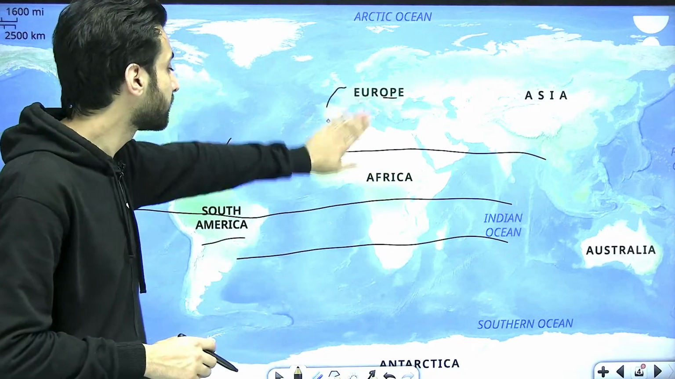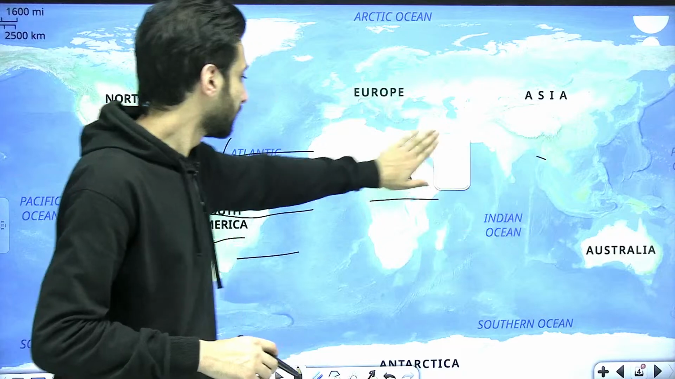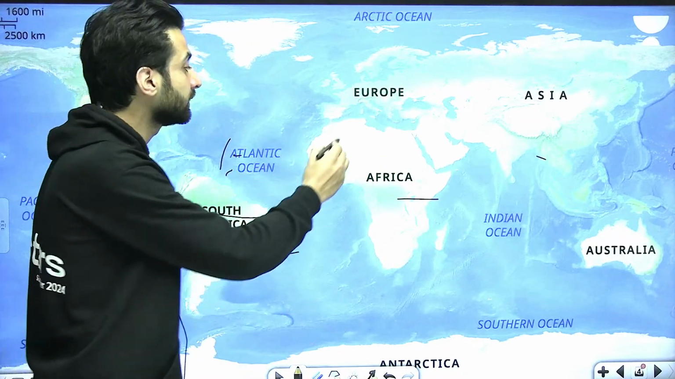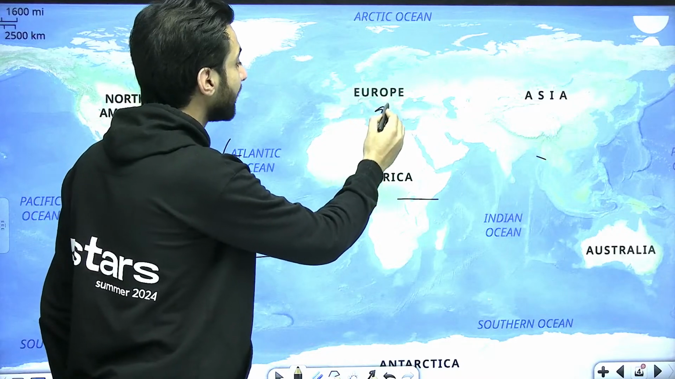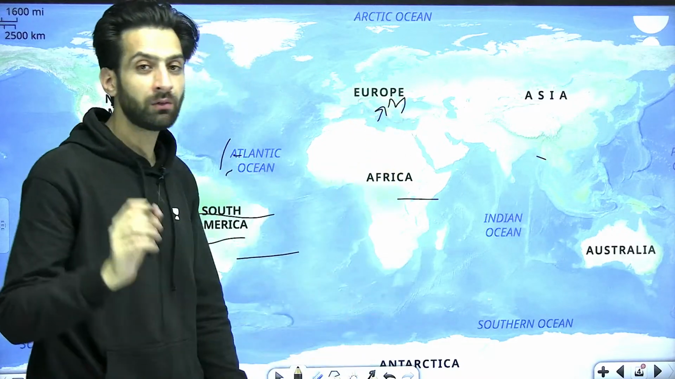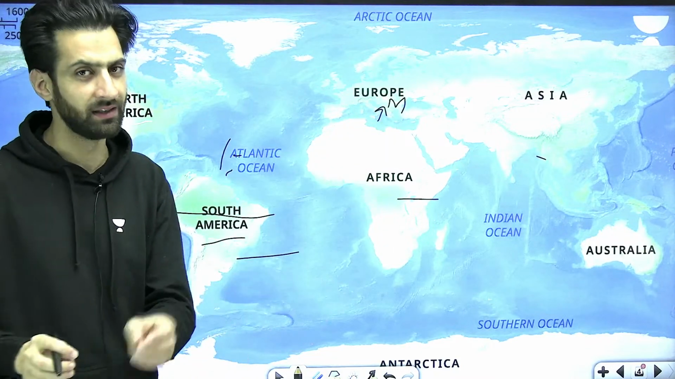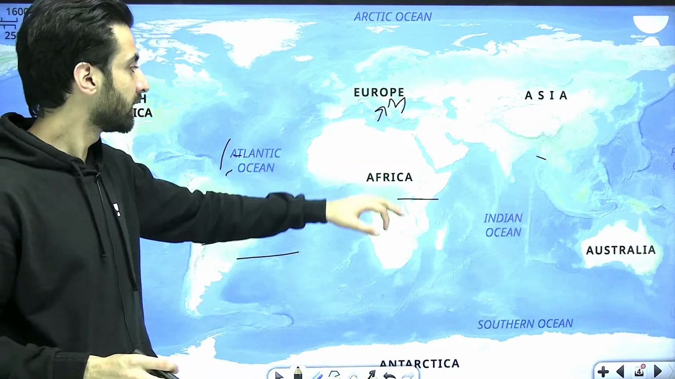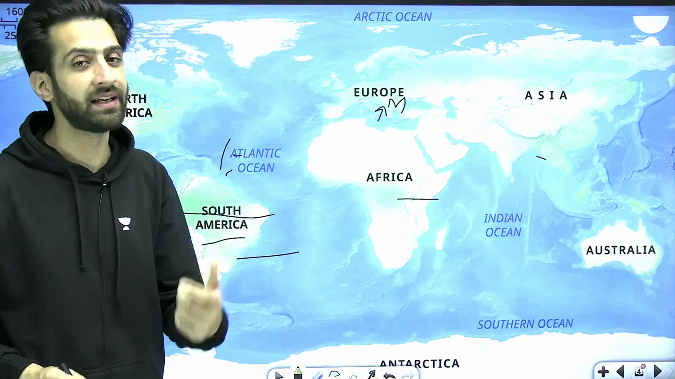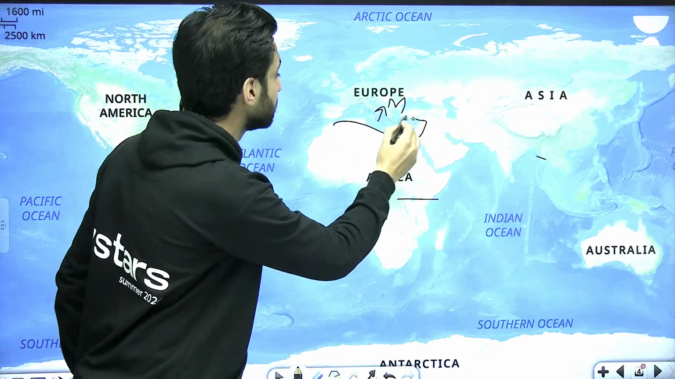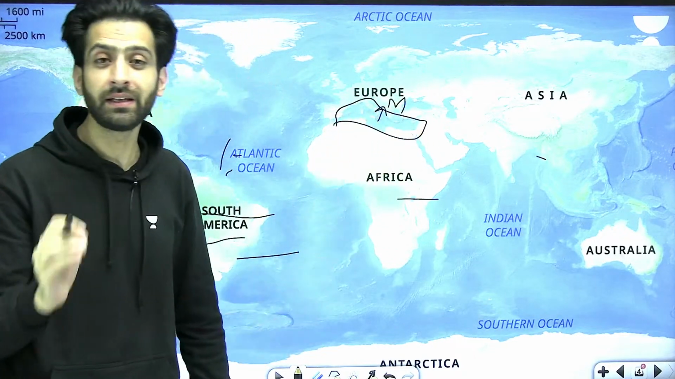If you look at the map of Africa, this is Africa, the map of Africa, and look here now. On the northern side, you will find the Mediterranean Sea. Very important. On the northern side, it's bordered by the Mediterranean Sea. First question, which sea is bordering Africa on the northern side? So the Mediterranean Sea. This region is the Mediterranean Sea.